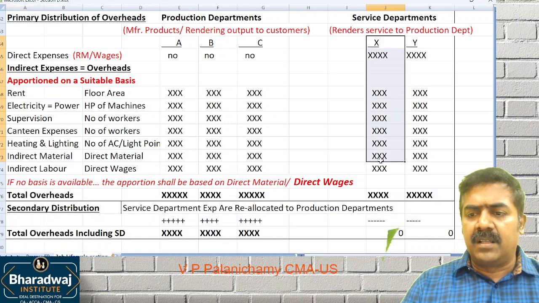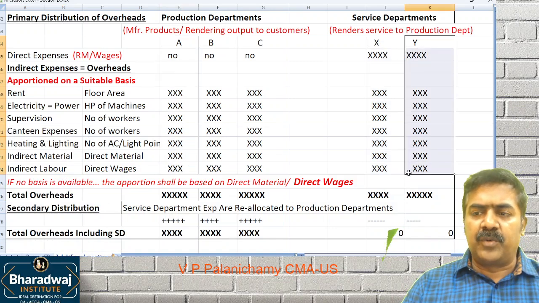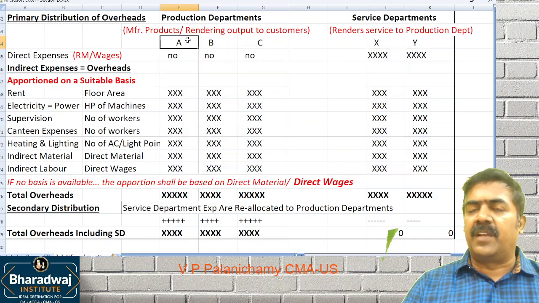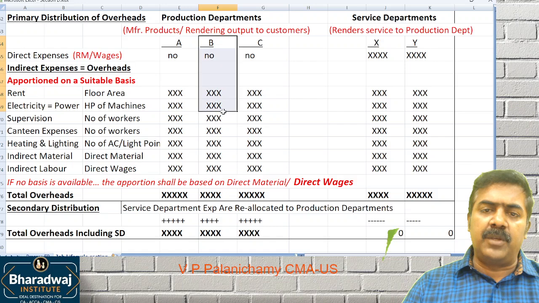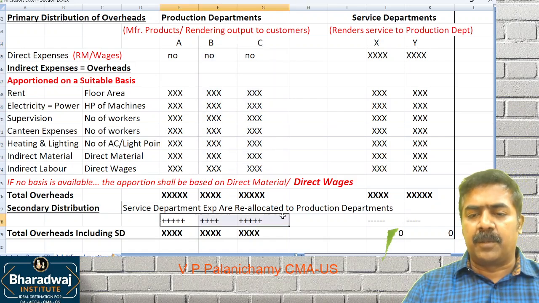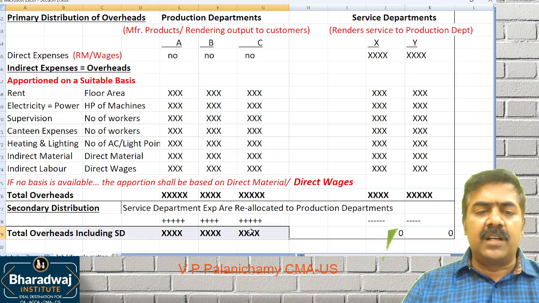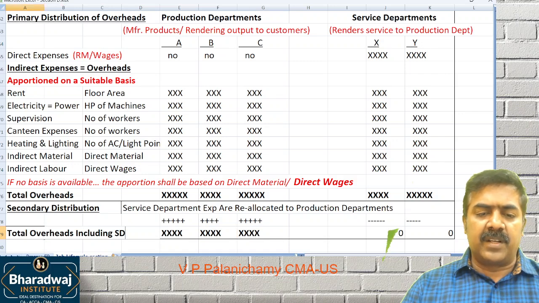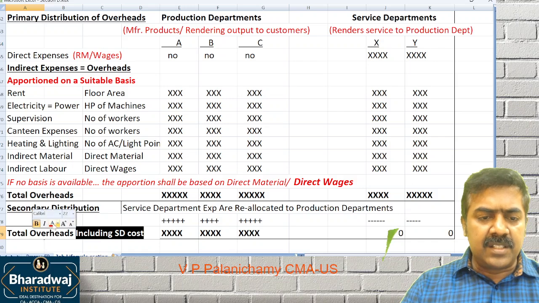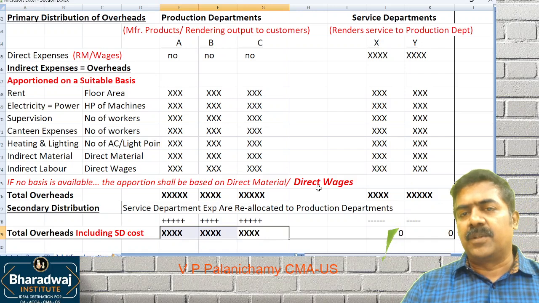They are allocated based on how much of X's services are used by ABC, and how much of Y's services are used by ABC. X's expenses may be in the proportion of, say, A uses more, 50%, B uses less, 30%, C uses the least, 20%. In that manner you can apportion the expenses and get the total cost. And this is the total overheads including service department overheads. This will be charged to the customers.